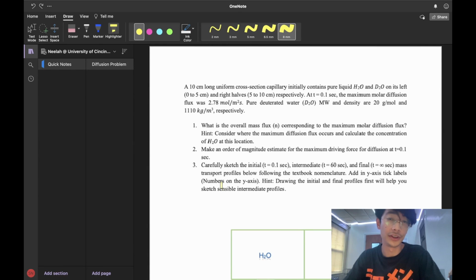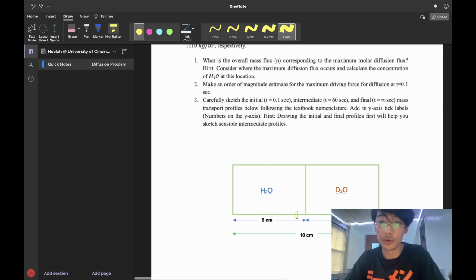Welcome back to another video where we look at another diffusion problem. According to the question, there's a 10 centimeter long uniform cross-section capillary which initially contains pure liquid H2O on the left and D2O on the right. These both liquids occupy the same amount of volume because H2O occupies the first 5 centimeters of the capillary, whereas D2O occupies the remaining 5 centimeters.